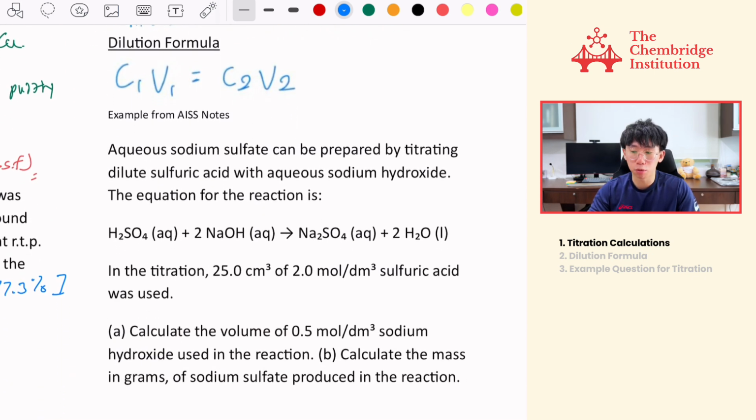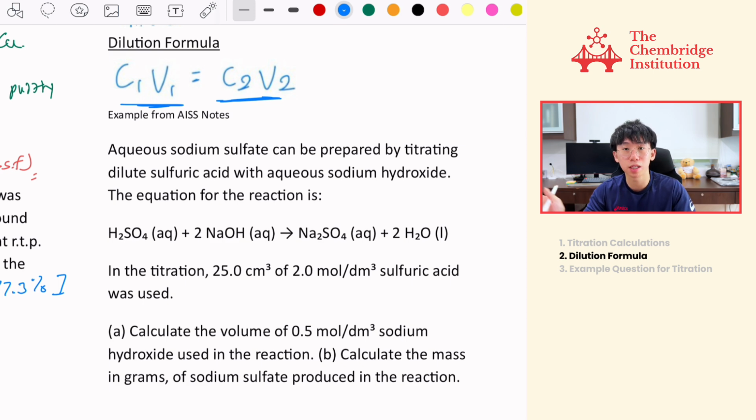Another important formula that you might need to use is the dilution formula over here, where concentration 1 and volume 1, when you dilute it, which means you add more water, for example, you increase the volume, and then the concentration will decrease in the process. So you can just plug in the values and easily get the one unknown that you're trying to find with this formula.